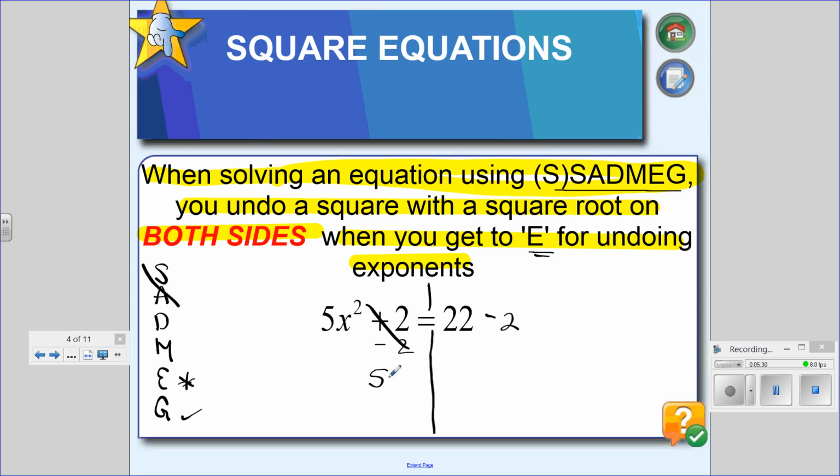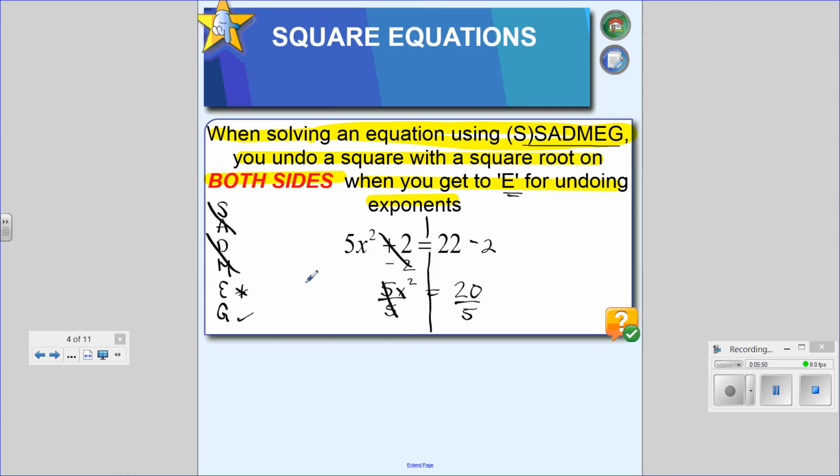And then I'll simplify on both sides. 5x squared is equivalent to 22 minus 2, which is 20. Okay, now I undo any multiplication or division, and I do have a multiplier of 5. How do you undo a multiplier of 5? Well, we're going to divide by 5. Standard procedure. We've done it on almost every single unit this year.